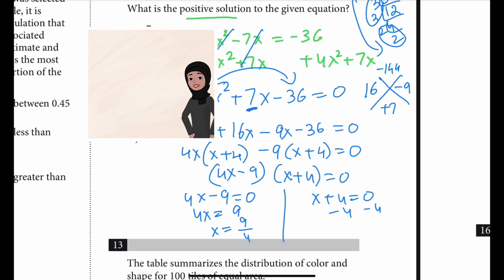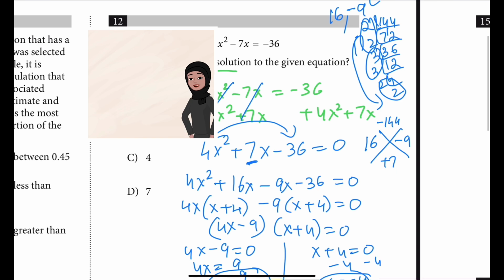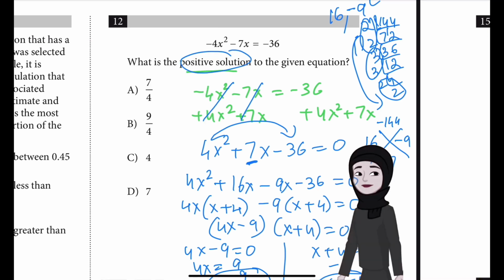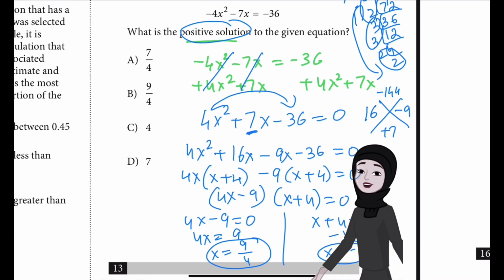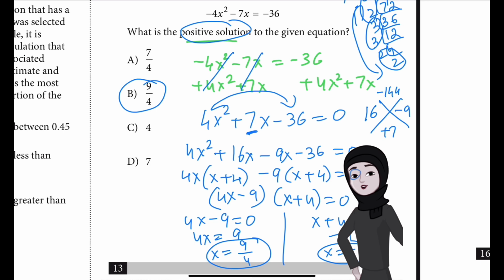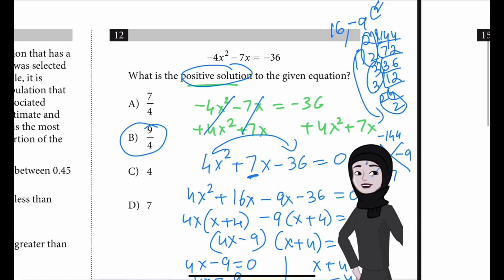This is a positive solution. But if you subtract 4 on both sides, here we will get x to be negative 4. Now let us see what the question wants us to solve for. It wants the positive solution. So out of 9 by 4 and negative 4, clearly we can see that the plus 9 by 4 is the solution. That means choice B is correct in this case.